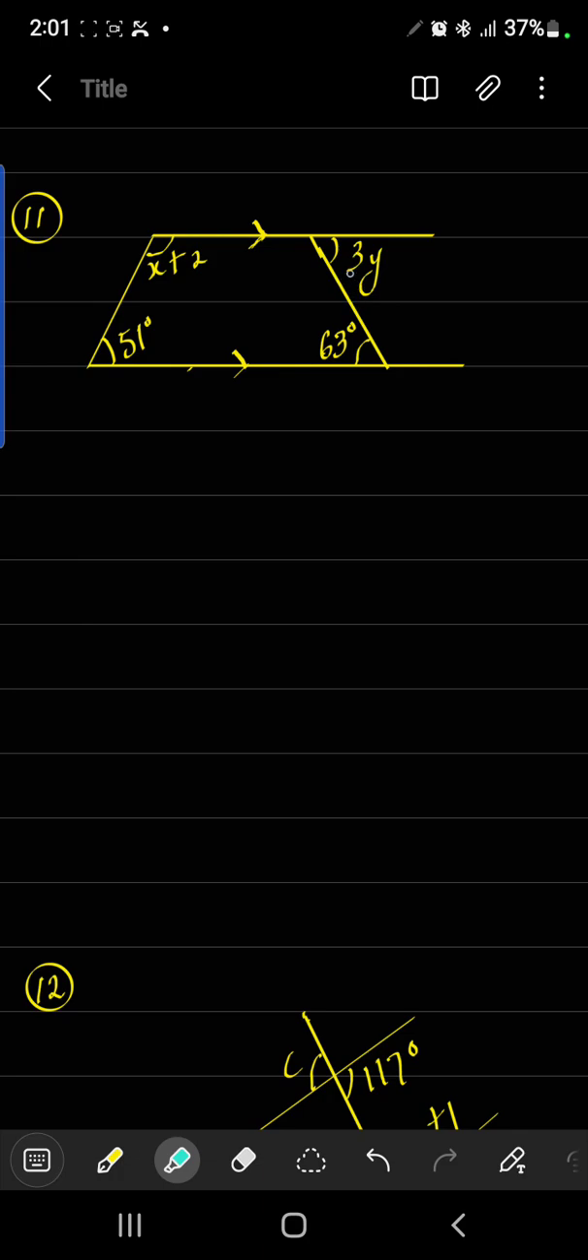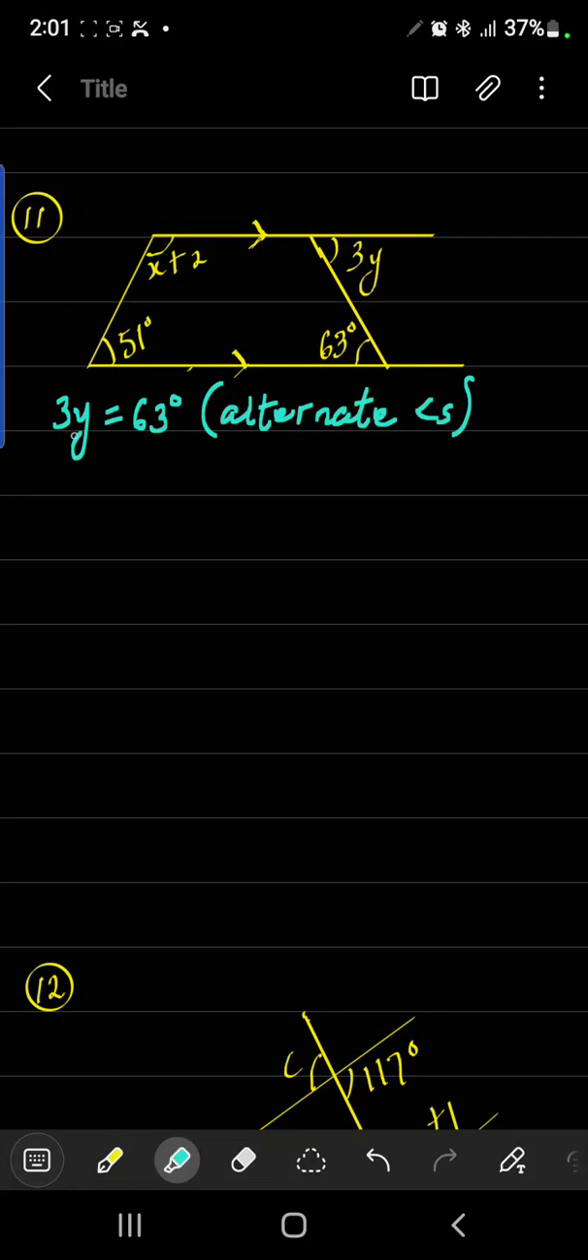So now look at this. This is 3y and 63. That is telling you that 3y is alternate to 63. And alternate angles are what? Equal. So with that, 3y is equal to what? 63. So you can now write it as 3y equals 63 degrees. Alternate angles are equal, and that is your reason. Alternate angles.